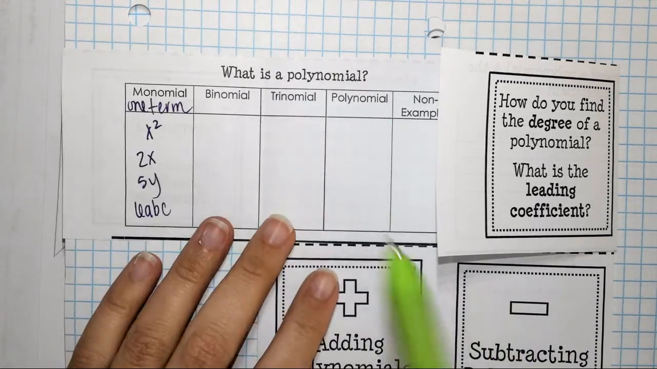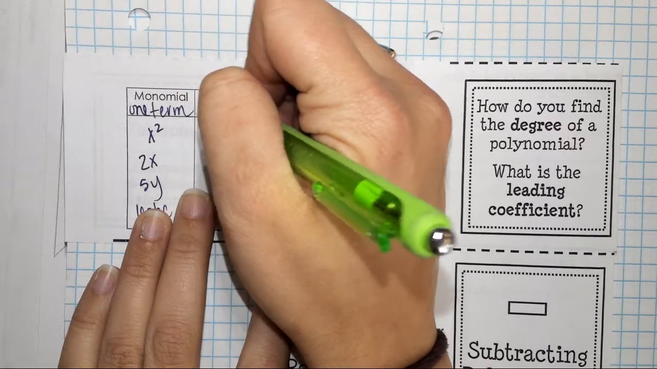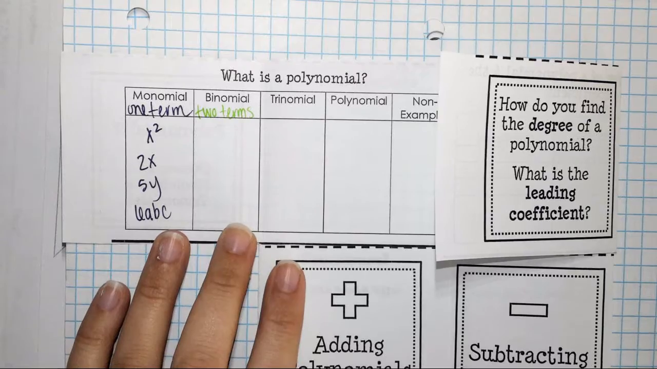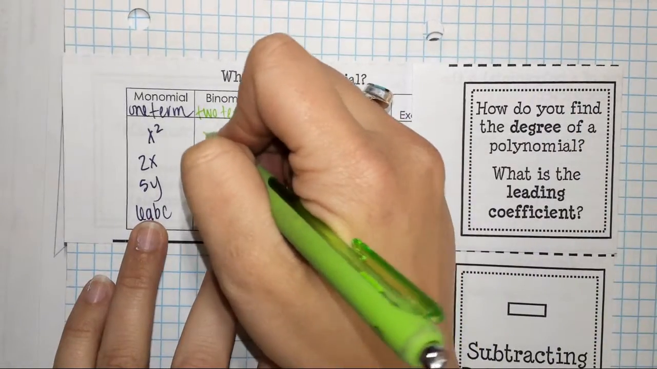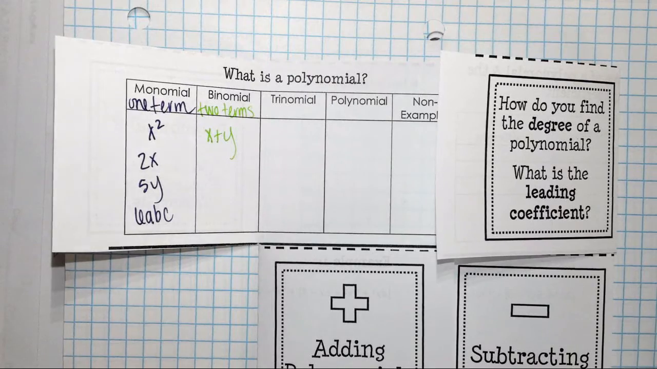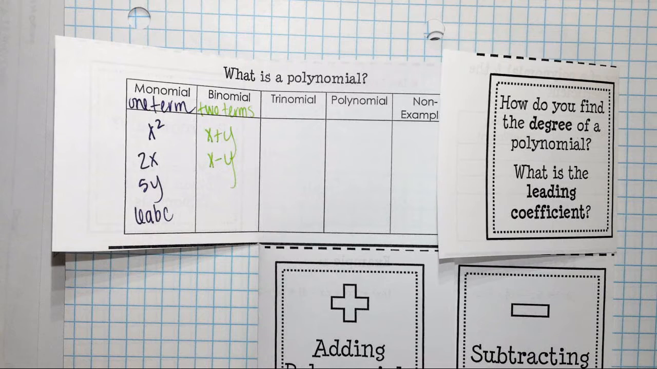Alright, binomial. If monomial is one term, how many is a binomial? 2 terms. Alright, so they have to be different letters or variables. So you could have x plus y. That's 2 terms. You could have x minus y. That's 2 terms.